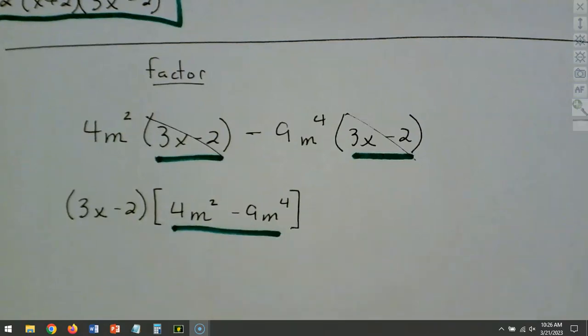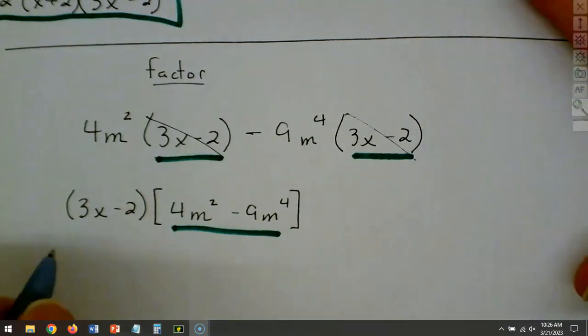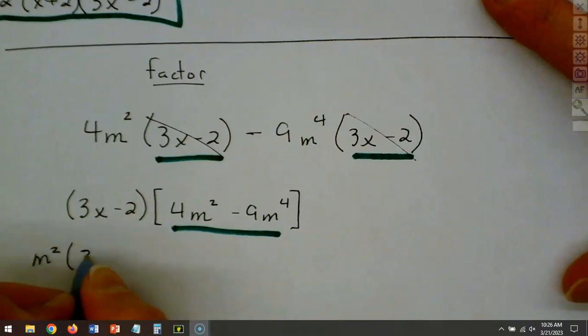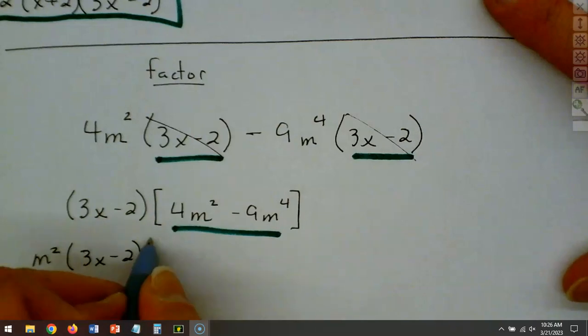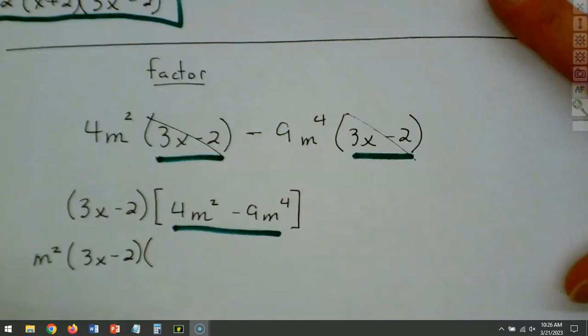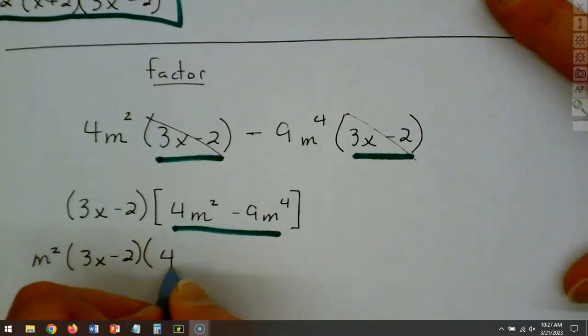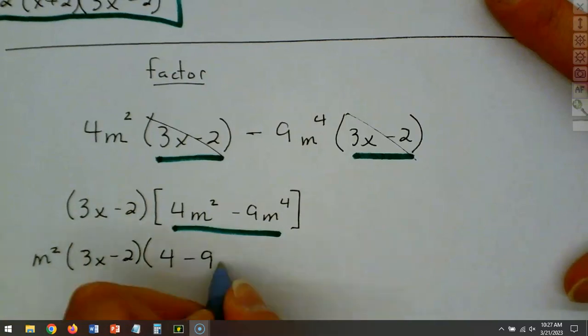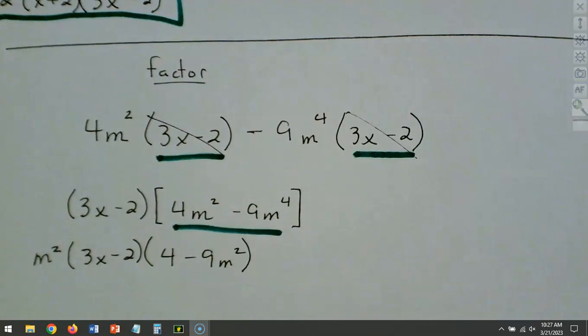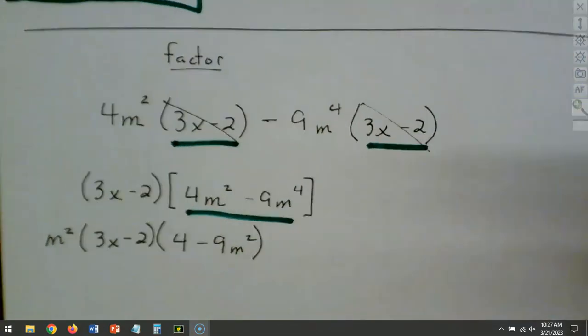Yep, they both have the variable m. And what's the smallest power? M squared. So I'm going to take out an m squared. And that leaves you then with a 3x minus 2. We're done, so I'm going to use parentheses. And what's left over here is a 4, right, because that m squared came out, minus 9m squared. And that is as far as you can go.